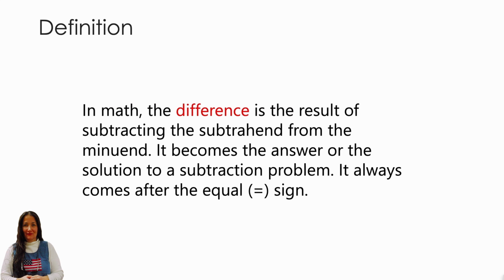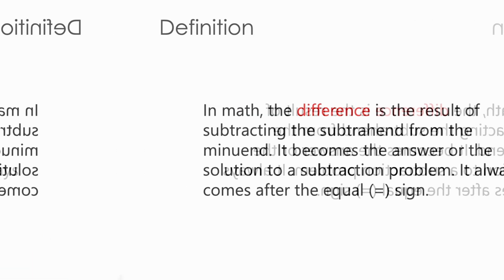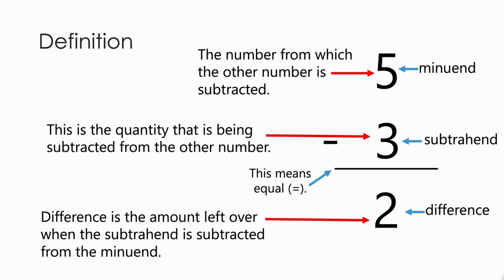Definition: in math, the difference is the result of subtracting the subtrahend from the minuend. It becomes the answer or the solution to the subtraction problem. It always comes after the equal sign. Definition: the 5 is the minuend, and you're subtracting 3. That is the subtrahend. Notice the bar, which is the equal sign, and the answer 2 is the difference.